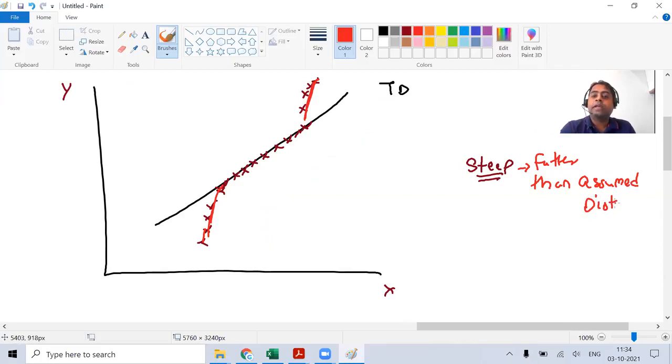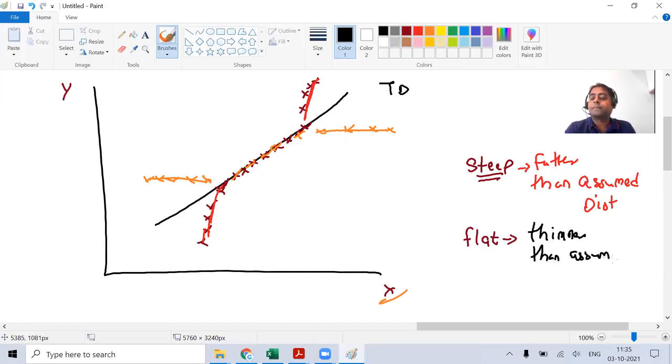There can be one more scenario like this. Look at this. Suppose my tail becomes like this, if my data was like this, that means in this case my tail is becoming more flatter. It is going toward the x-axis. When the tail is becoming more flatter, it essentially means it is thinner than the assumed distribution. Is everybody with me till here? Is everybody able to understand what I am talking about?